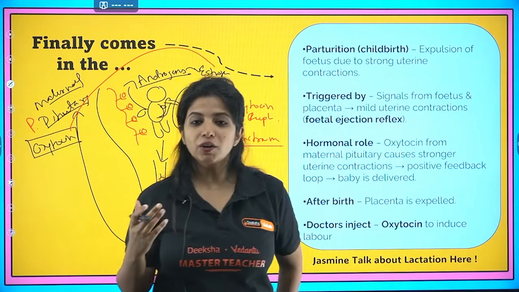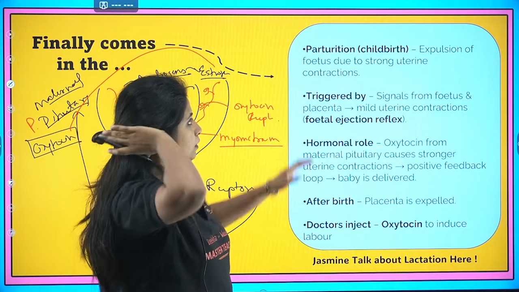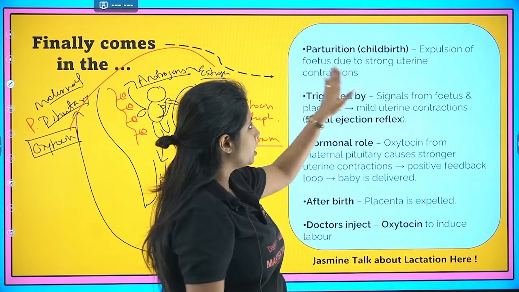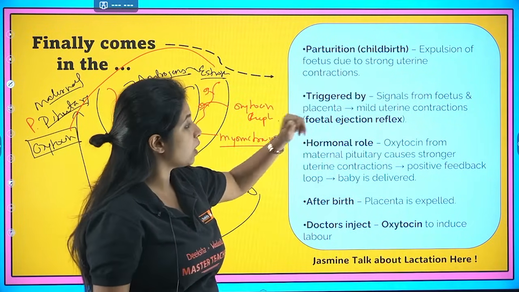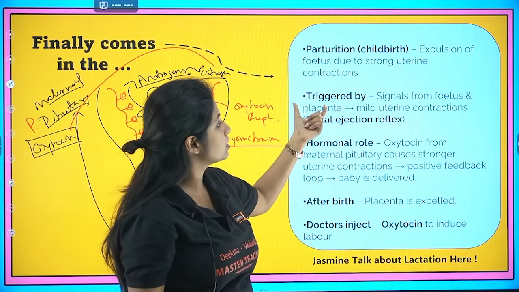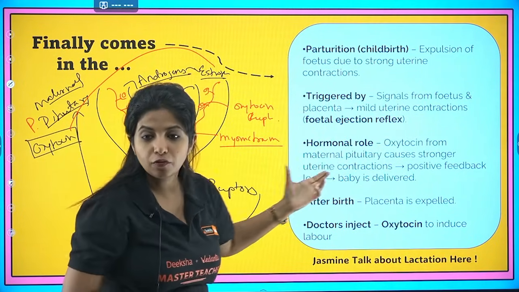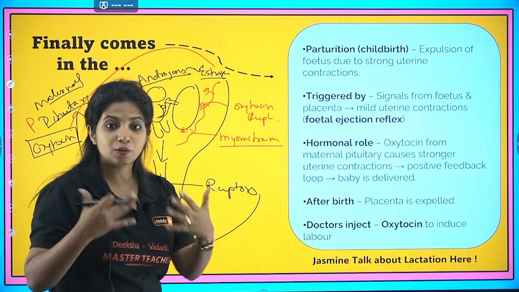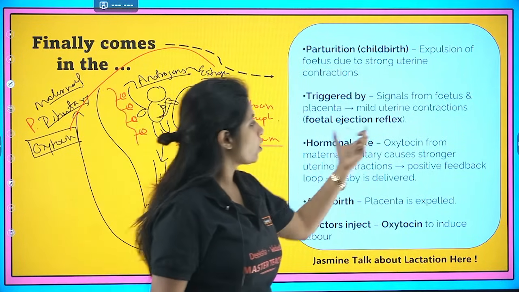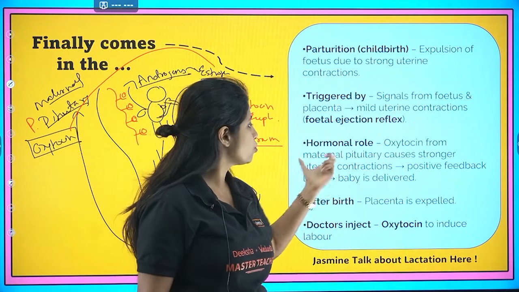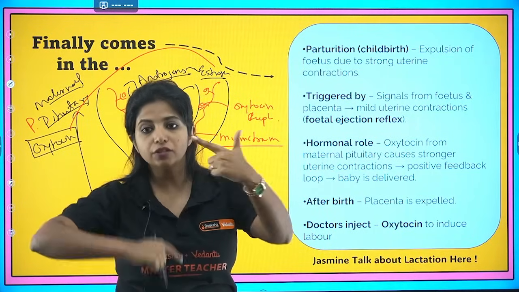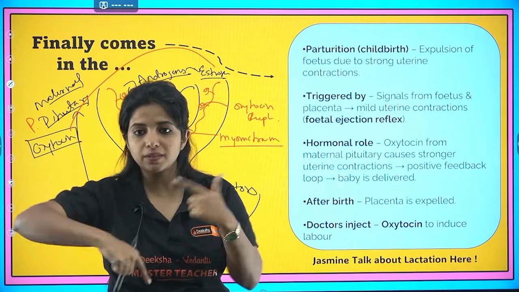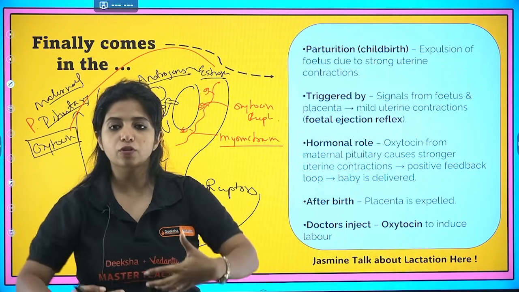You do not call it baby, you call it fetus, okay? So parturition is the expulsion of the fetus due to strong uterine contraction. How does it happen? Signals from the fetus and the placenta come in the form of mild uterine contraction. These mild uterine contractions will now be resolved into higher uterine contraction. So oxytocin from the maternal pituitary causes stronger uterine contraction, and there is a positive feedback. Again and again this happens, increasing more and more contraction.